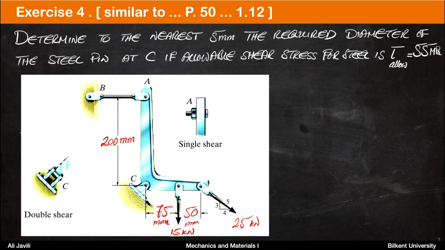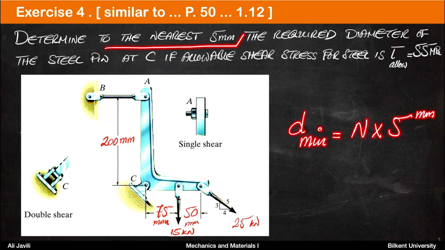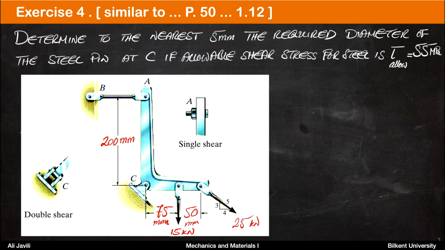For the given loads, so you have 25 kilonewton here and 15 kilonewton here, for the given loading condition, you are asked to find the diameter of the pin, and also to calculate that diameter as a multiple of 5 millimeter. The expression to the nearest 5 millimeter means the closest multiple of 5 millimeter that would also satisfy the design requirements according to the given shear stress.